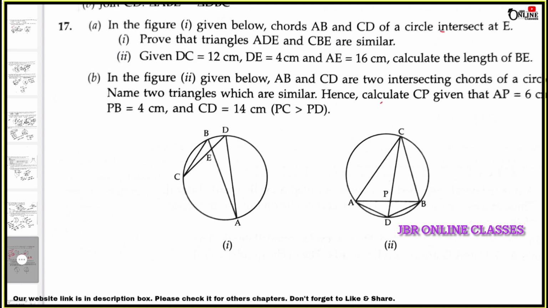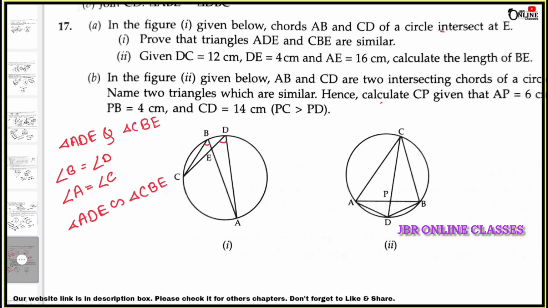Okay. Now angle B and angle D are equal in triangle ADE and triangle CBE. First, angle B equals angle D. Both lie on the same segment. That's why equal. Again, we can write angle A equals angle C. Similarly, these two angles also lie on the same segment. So these two angles are equal. That means triangle ADE is similar to triangle CBE by the AA rule, angle, angle. Okay. So first part proved.